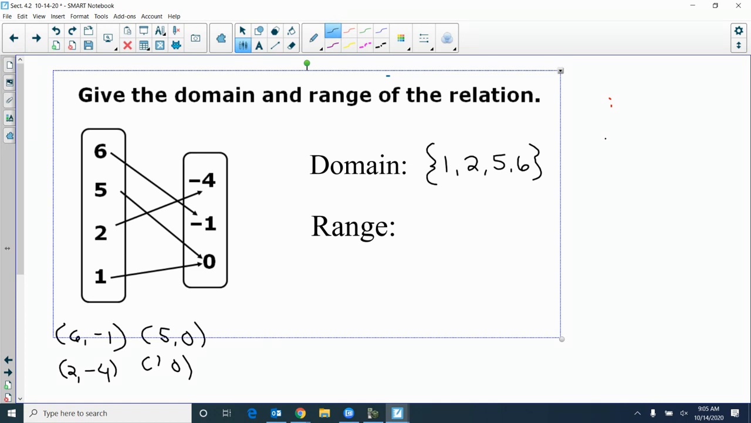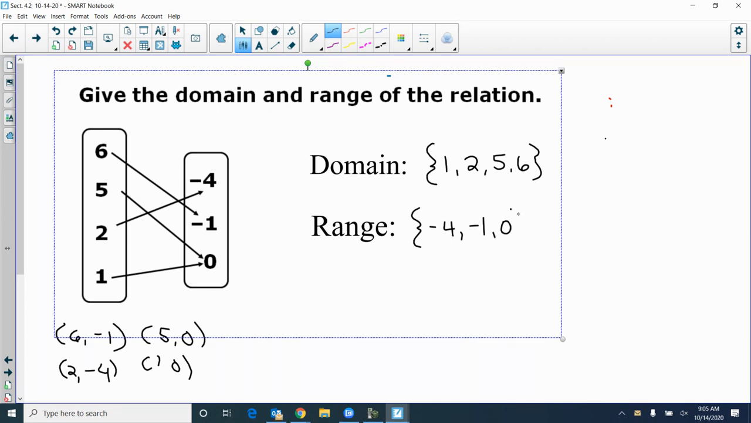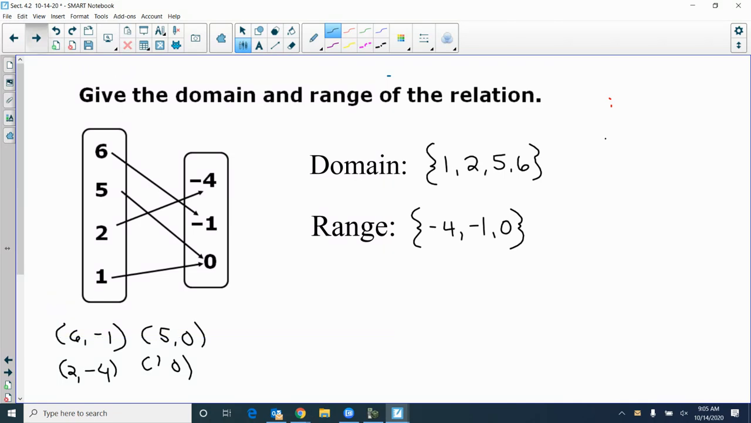What's the range? In what order would I put the range? The range is the Y values that it goes to, and remember there's an arrow on those. The smallest one is -4, then -1, then 0. So that's your range. So domain, they give you this mapping diagram, you just take the first set, put them in order. Don't repeat. Now, even though 5 goes to 0 and 1 goes to 0, you only list the 0 one time. You will not list it twice.